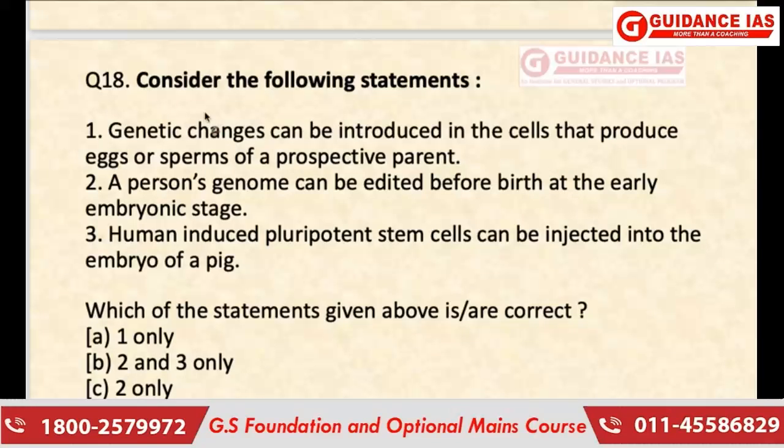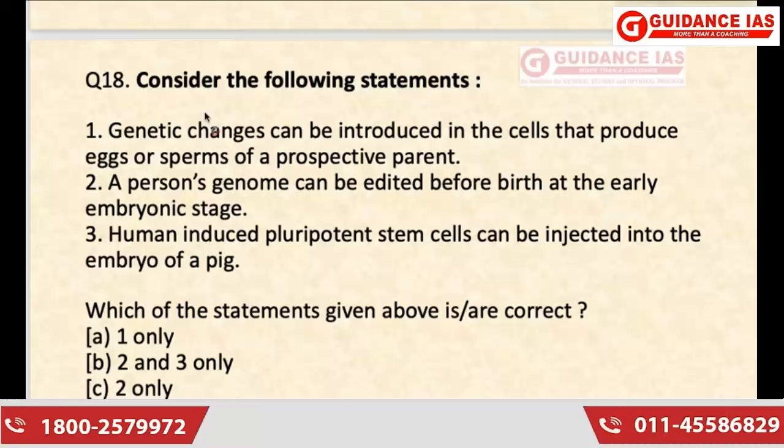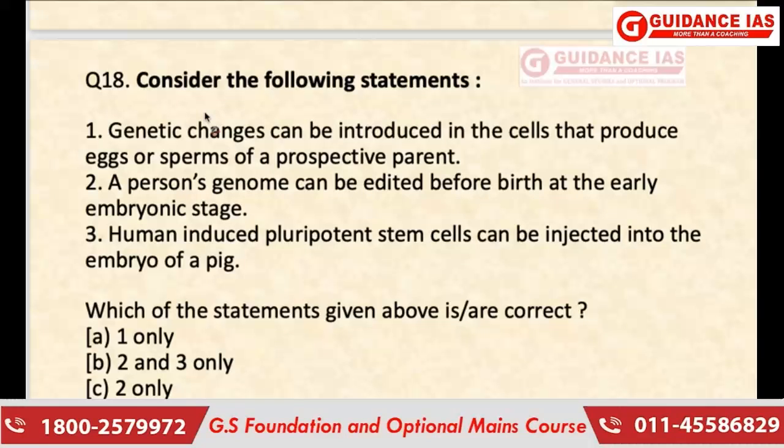Moving on to question number 18, consider the following statements. First statement says genetic changes can be introduced in the cell that produce eggs or sperms of the prospective parent. Second statement says a person's genome can be edited before birth at the early embryonic stage. And the third statement says human-induced pluripotent stem cells can be injected into the embryo of a pig. Okay, so again, there are so many things to be understood in this question.